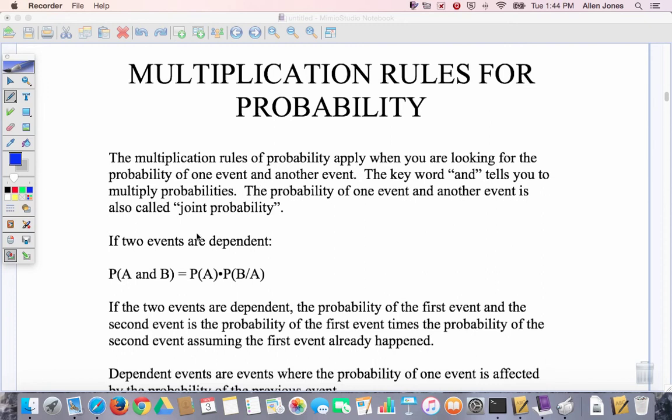Our multiplication rules for probability. Basically, the multiplication rules are used when we're going to find the probability of more than one event happening. So previously with our addition rules, we might have selected one person at random or one card out of a deck of cards, might have rolled a single die one time, something like that. So with our addition rules, we were finding the probability of a single event happening.